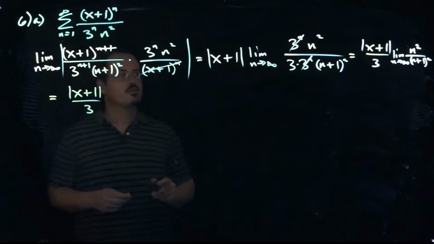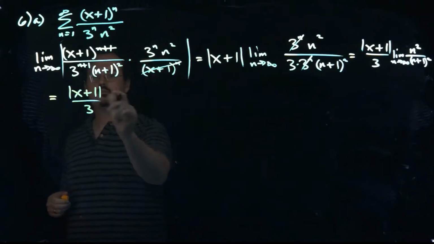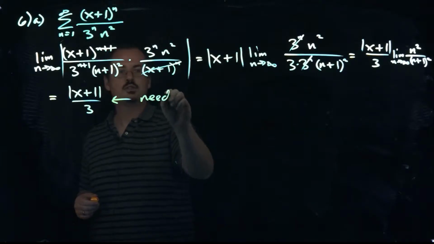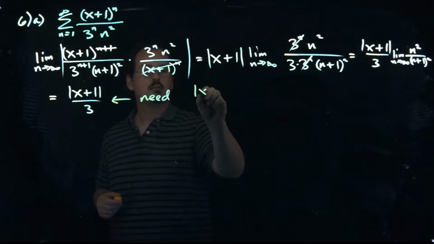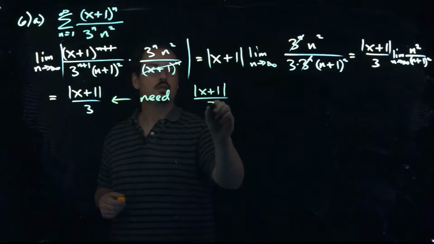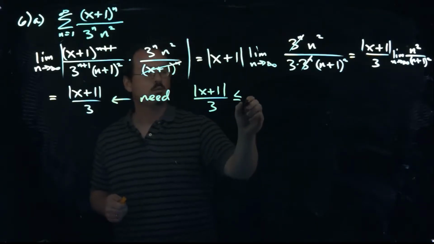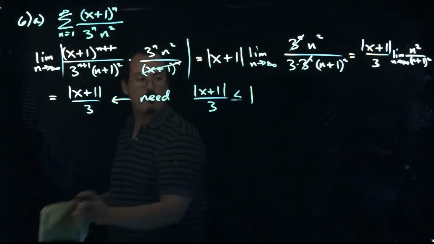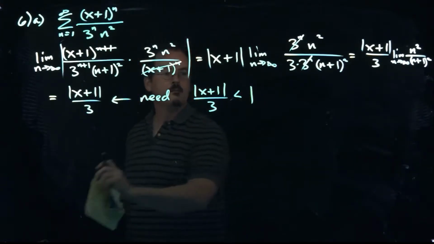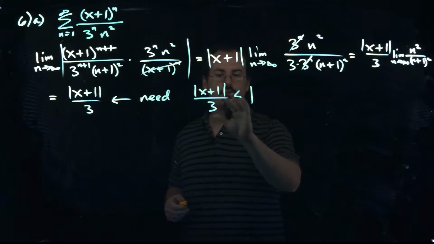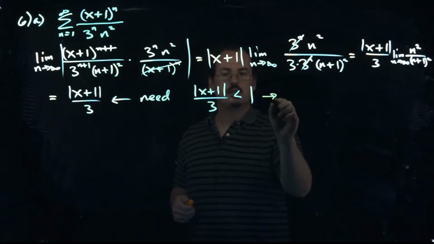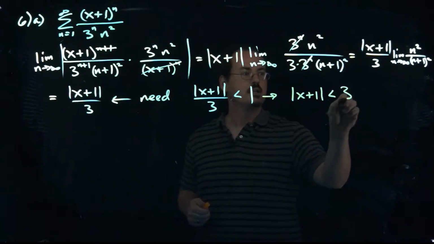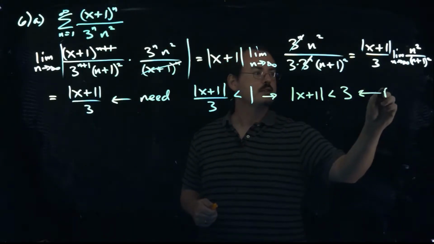And remember, for convergence to happen, what we want to see is that we want that to be less than 1. So we need x plus 1 over 3 absolute value to be less than 1. Not equal to, just less than. Okay, so to solve this, I can multiply both sides by 3. So I'm going to get absolute value x plus 1 less than 3. That tells us that this thing here is the radius of convergence.